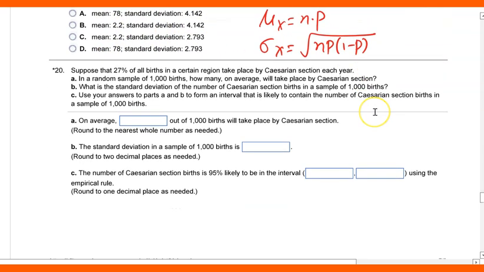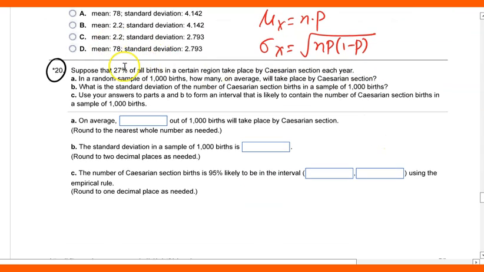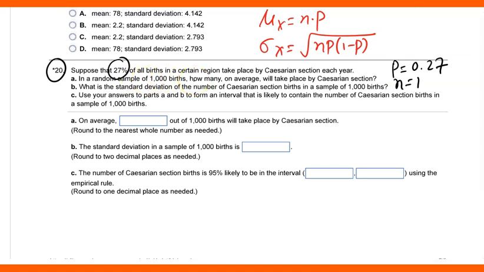Let's do question number 20, the last question of this homework. Suppose 27% of all births in a certain region take place by cesarean section each year. Therefore, p here is 0.27. And first question, in a random sample of 1,000 births, that means n equals 1,000. How many on average will take place by cesarean section?